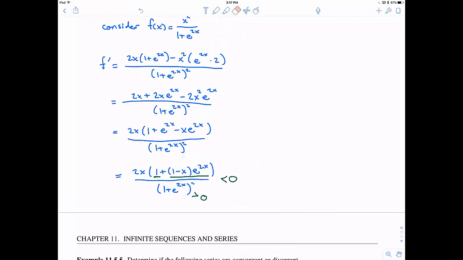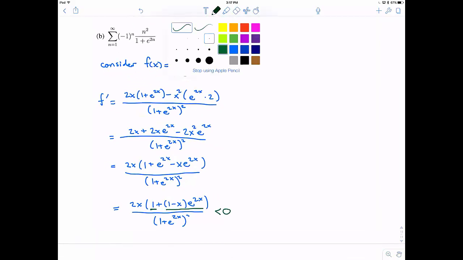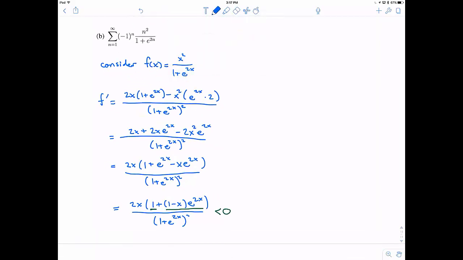And now you do have to be a little bit careful. It's only going to be less than negative 1 when x is actually 2 or bigger. So there's a little bit more of an argument that needs to go into this. But the claim is that this actually is decreasing. Okay, so we have decreasing.